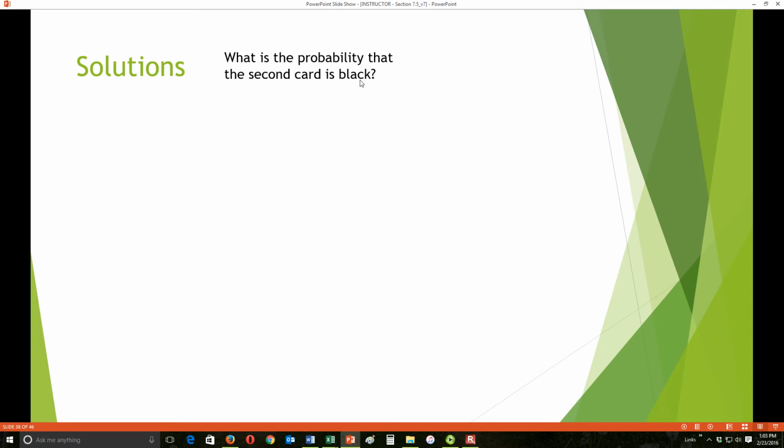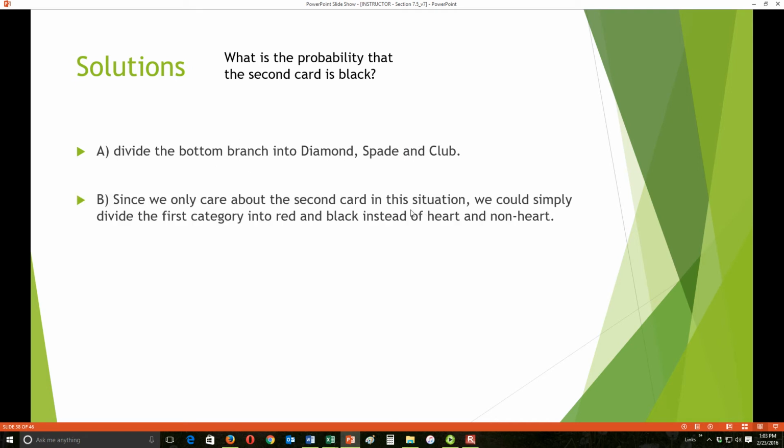However, we need to take a different approach, because it says, what is the probability that the second card is black? Well, if we simply divide the top branch into diamonds, spades, and clubs, we could do it that way. Excuse me, the bottom branch, the second branch. Or, since we only care about the second card, we could simplify and divide the first category into red and black instead of heart and non-heart.